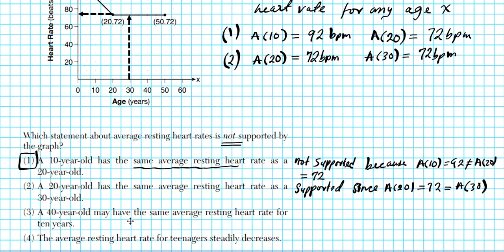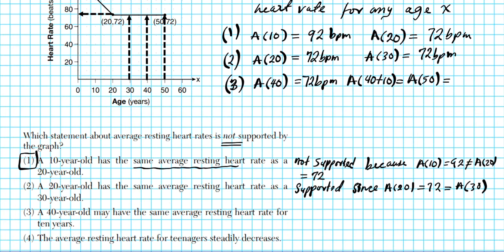It says a 40-year-old may have the same average resting heart rate in 10 years. All right, let's test that out. So for option 3, what's the resting heart rate for a 40-year-old? The average resting heart rate for a 40-year-old, I will go from 40 to the graph. We hit the same horizontal line. We have the same output of 72 beats per minute. How about in 10 years? In 10 years, what is the average resting heart rate going to be? So in that case, we're just going to compute A of 40 plus 10. A of 40 plus 10 is A of 50. What's the average resting heart rate for a 50-year-old? If you trace it up, you see that it's 72.